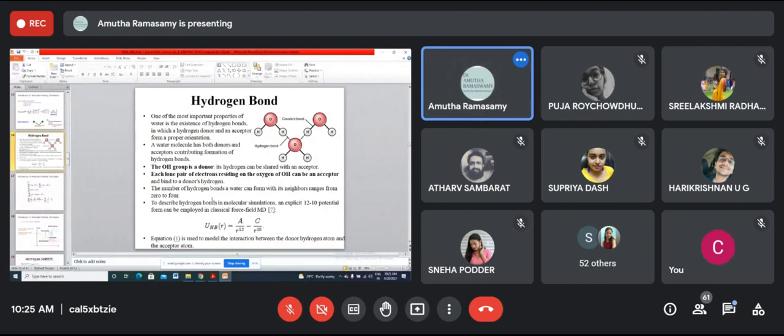Okay. So as I explained, we have a delta plus and delta minus, and in between one hydrogen is there. See, this is an example with a water molecule. Water molecule 1, 2 and 3.